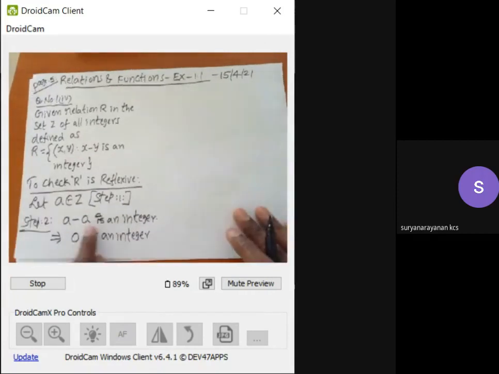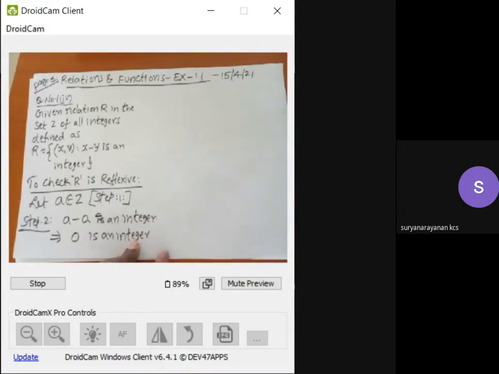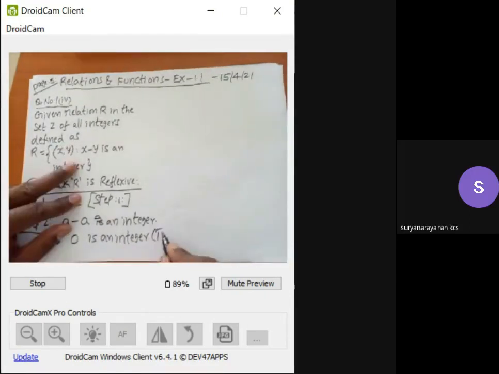After simplifying these two numbers, we got this statement: a is an integer, so 0 is an integer. Is this statement true or false? We have to check. 0 is an integer or not? 0 is an integer. Is this statement true or false? True, sir. Yes, true statement. We got here a true statement.